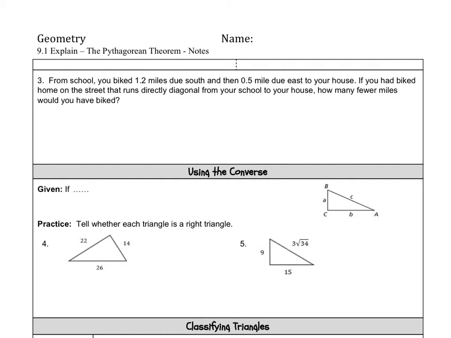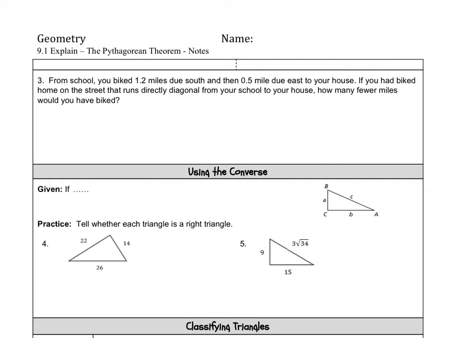Okay. So we're on the second page now. So we've got this word problem. It says, from school you biked 1.2 miles due south and then 0.5 miles due east to your house. If you had biked from school to your house on the street that runs directly diagonal, how many fewer miles would you have biked?